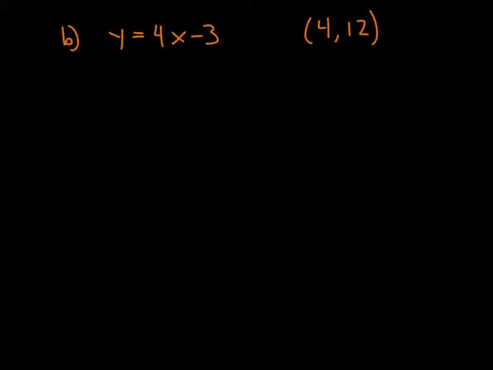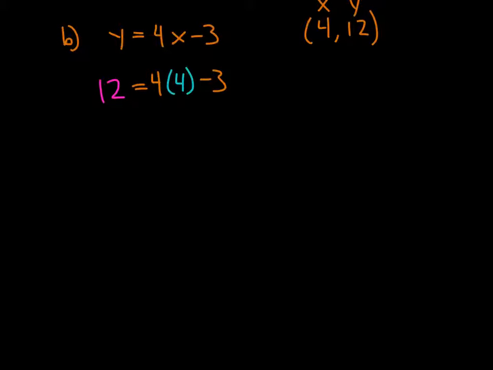Okay, now I'm given this. My equation is y equals 4x minus 3, and my ordered pair is 4, 12. Remember, this is my x, this is my y. So now all I'm doing is plugging in. My y value is 12, so I plugged in my 12. I leave the 4 because there's nothing I'm doing there. My x value happens to be 4. And there's nothing I'm doing to the minus 3. That was set up for me. So now I can solve.